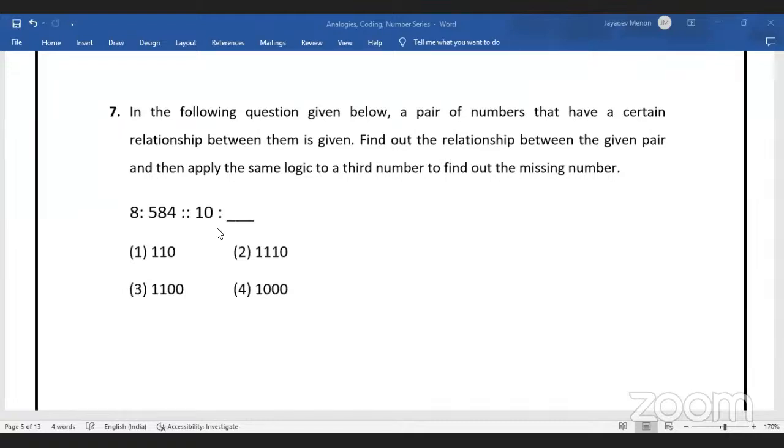Or it's not 110. Very good, Anjana. The answer is 1110, option 2. Option 2 is the answer.